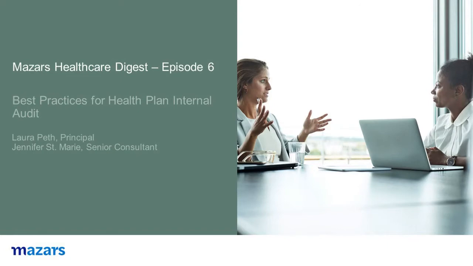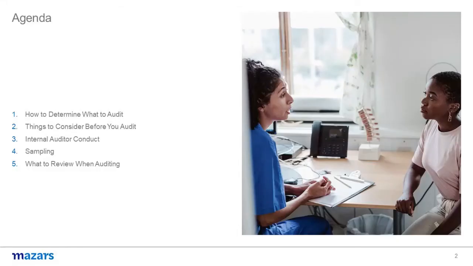Wonderful. So let's go ahead and look at our agenda for today. During our discussion, we're going to cover 6 major topics: how you should determine what to audit, things to consider before you begin an audit, internal auditor conduct, sampling methodologies, and what to review when auditing. I'm going to hand it over to Jennifer to get us started.